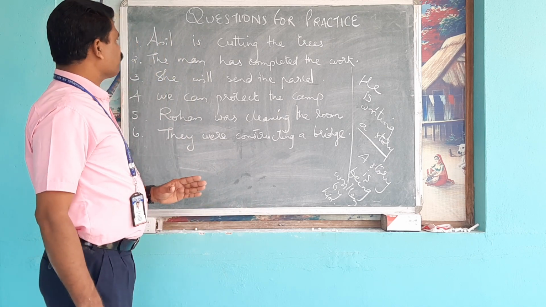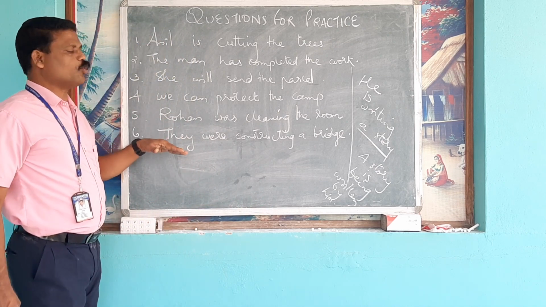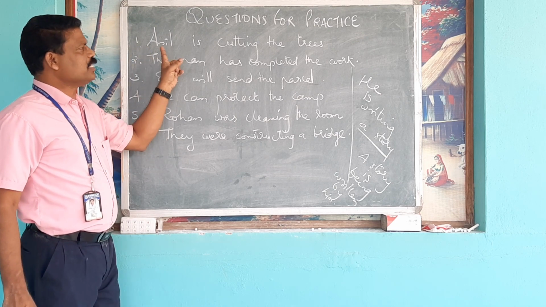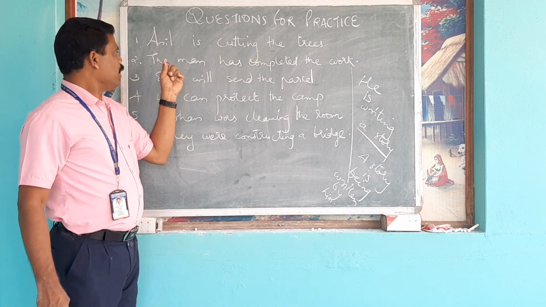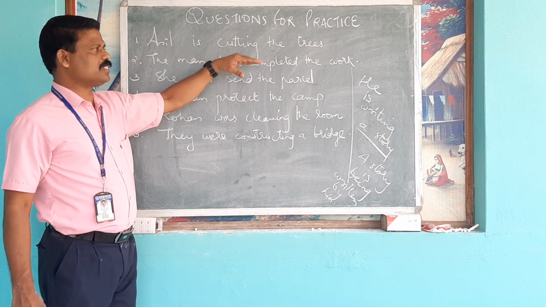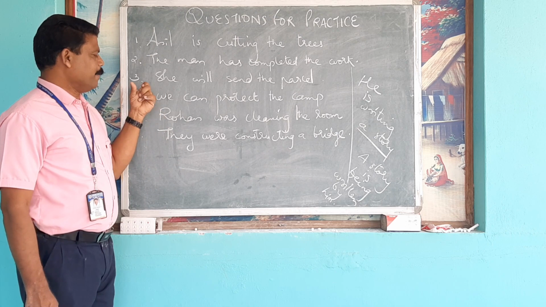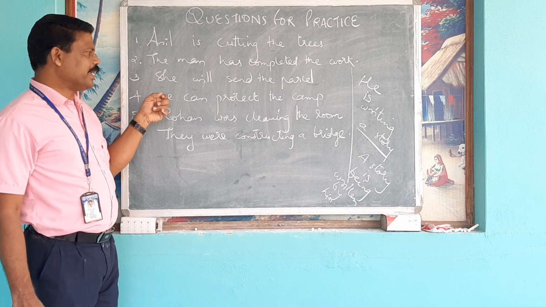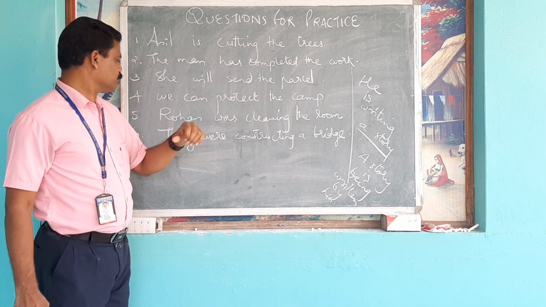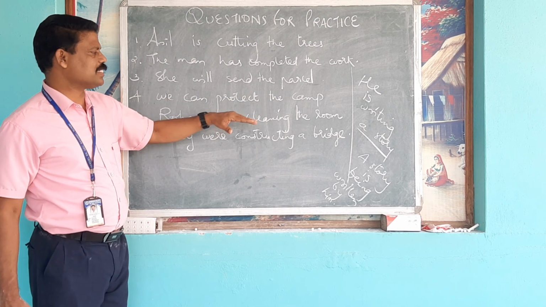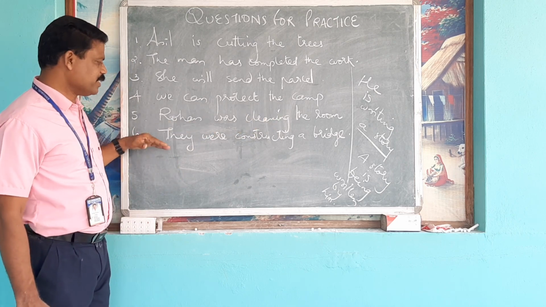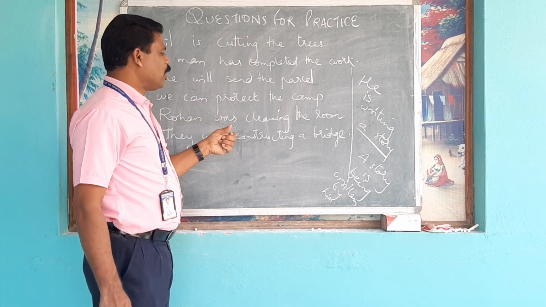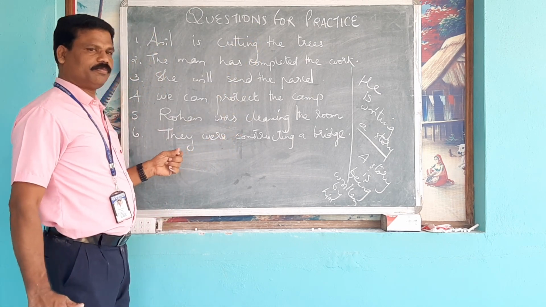So for the first time, I have put up 6 different questions for your practice. Please write them down. Number 1, Anil is cutting the trees. Number 2, the man has completed the work. Number 3, she will send the parcel. Number 4, we can protect the camp. Number 5, Rohan was cleaning the room. Number 6, they were constructing a bridge. These questions have been given for your practice.